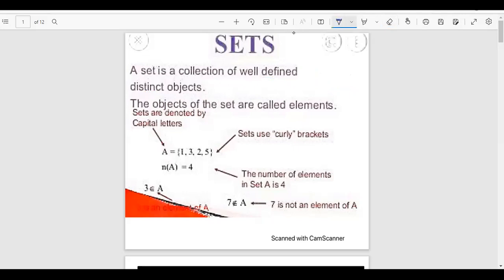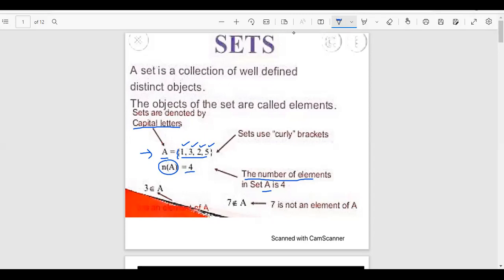Then it says, the objects of the set are called elements. You can have different numbers in a set. You can have A, B, C, D. We'll be talking about everything. We call them elements. Okay. Sets are denoted by capital letters. Now this is basically a set A. It has 1, 3, 2, 5. We use curly brackets to write down the elements in the set. And this n(A) means the number of elements in the set A. We have 1, 2, 3, 4 elements. That is why it is 4.